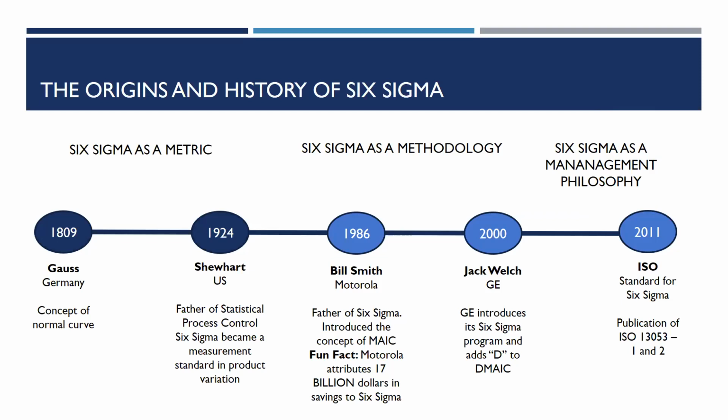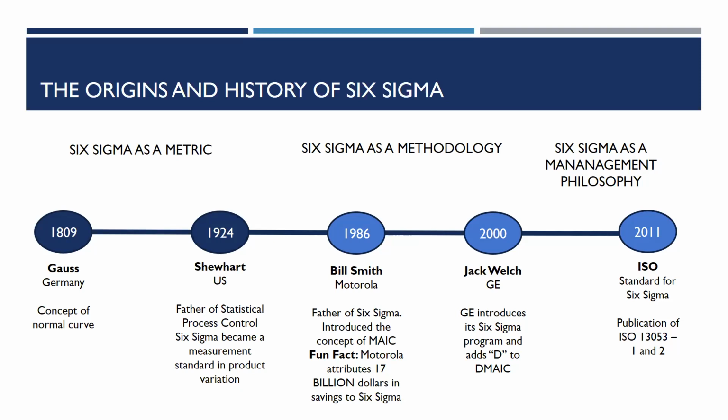So let's take a moment to briefly chat about the origin and history of Six Sigma. Between 1809 to 1924, we have Six Sigma used as a metric. Walter Shewhart, an American physicist and statistician, developed the fundamental concept and principles of statistical process control. He recognized that quality issues in manufacturing were not solely due to workers' errors, but were influenced by the variation in production process itself. Shewhart introduced the control chart as a visual tool to help monitor and analyze process variation.